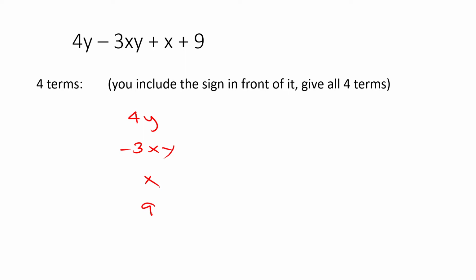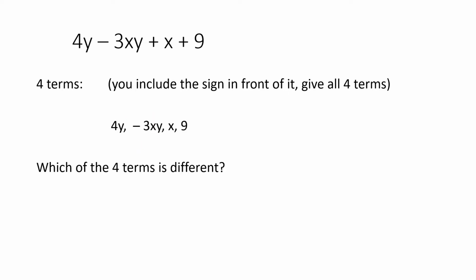Now you're going to ask yourself this question: which of the 4 terms as shown here is different? Well, it's 9, right? 9 is the most different. Why 9? Well, 9 is the only term without a variable. All three of the others have a variable, only 9 doesn't. So that is the difference.